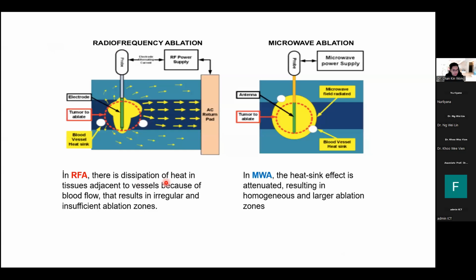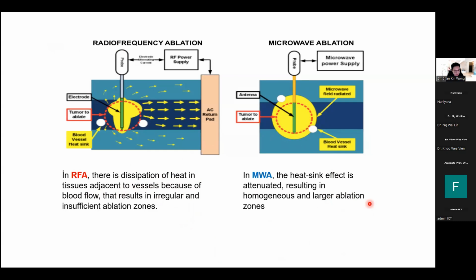So in RFA, there's dissipation of heat in tissues adjacent to vessels because of blood flow, which results in irregular and insufficient ablation zones. Microwave is generally more homogeneous, with a larger ablation zone. This is mainly because of the way energy is transferred. RFA is due to conductive heating, and microwave is due to dielectric heating, which is direct energy transfer to tissues through electromagnetic waves.